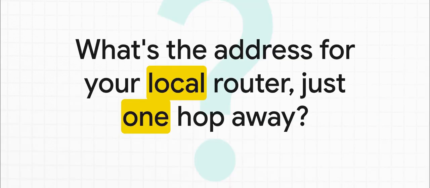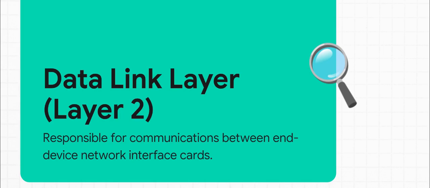So let's start with a puzzle. You know you have an IP address, right? That's your ticket to the entire internet, connecting you to servers all over the globe. But what about your Wi-Fi router? The one that's literally just a few feet away from you right now. What's the address for that? Super short, one-hop trip. And the answer is Layer 2, the data link layer.